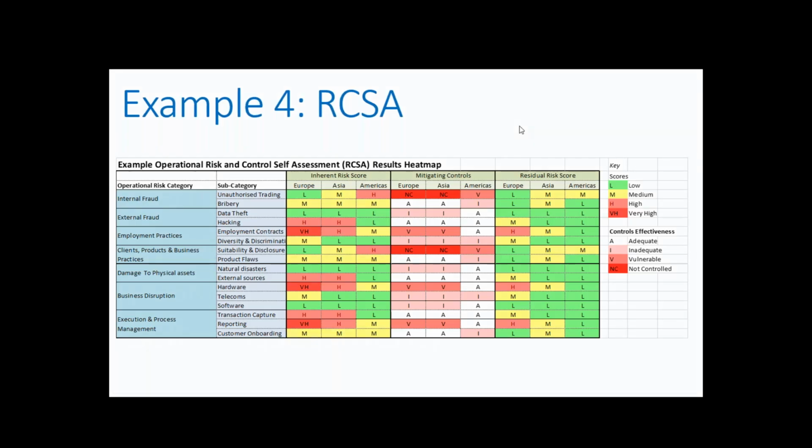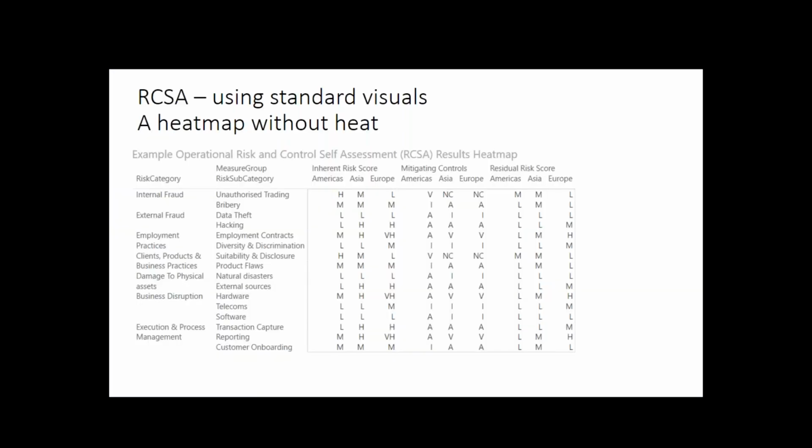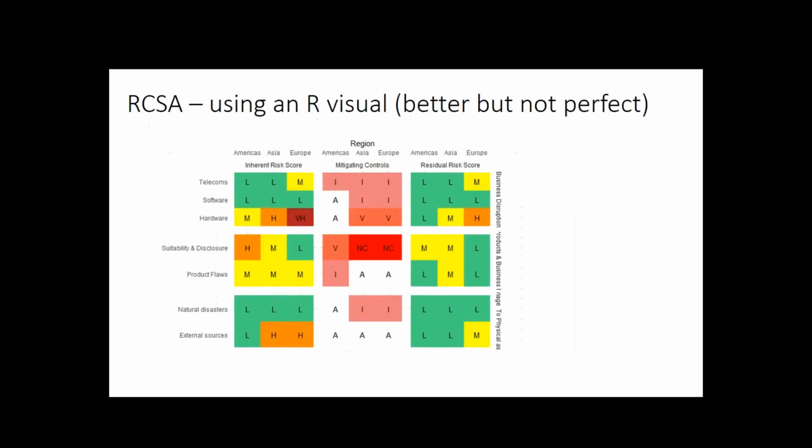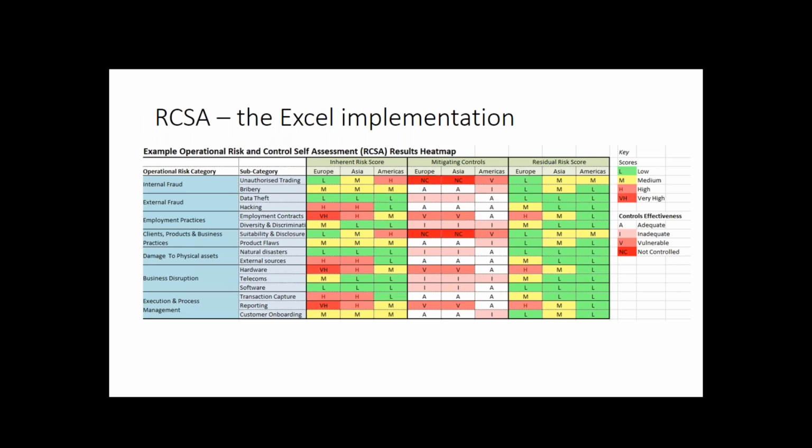So we've seen RCSA, and we've done a demo of the matrix, the heat map without heat, the R visual, which has got the colors but doesn't quite cut it in layout terms, and finally the beautiful Excel visualization, which is exactly what the users want and can be distributed with Power BI as well.